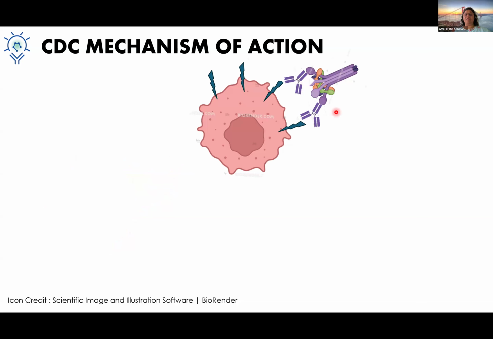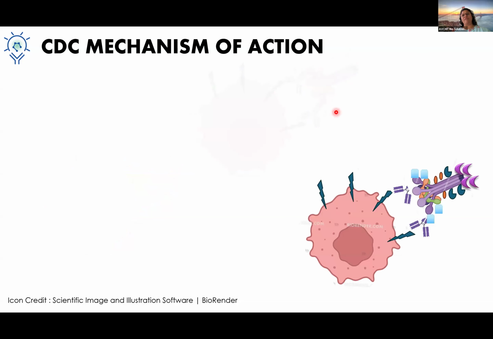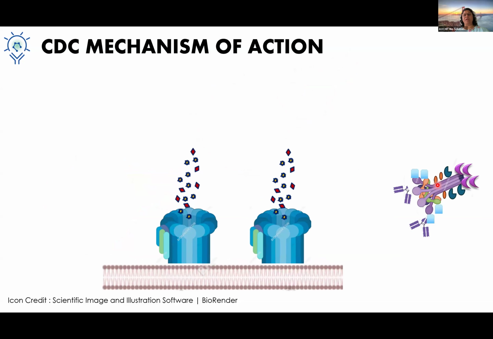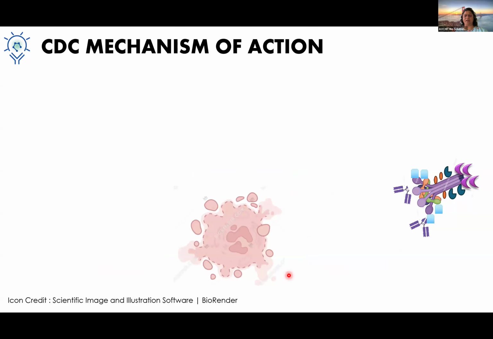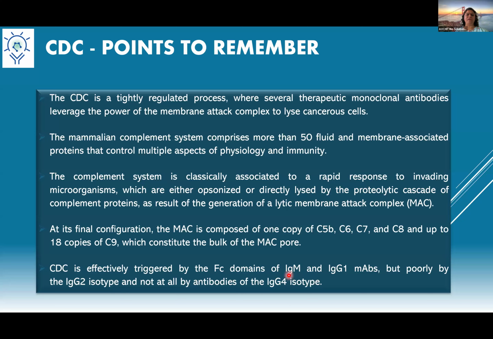This C1 complex further recruits a variety of complement cascade molecules, and they bring about the MAC complex, membrane attack complex formation on the plasma membrane of the cancer cell. Now, these complexes actually form pores on the plasma membrane through which the cytotoxic or cytolytic components get entry, and thus the cell is killed. So this is about the CDC mechanism of action. Let's look at some of the salient features of CDC.